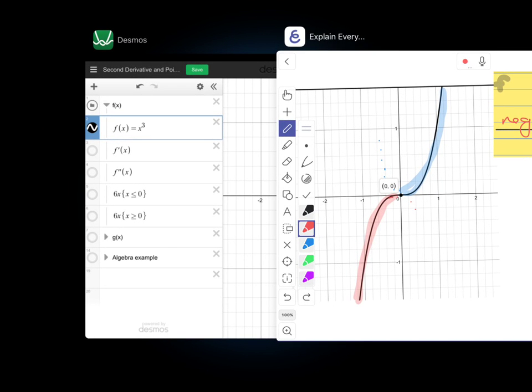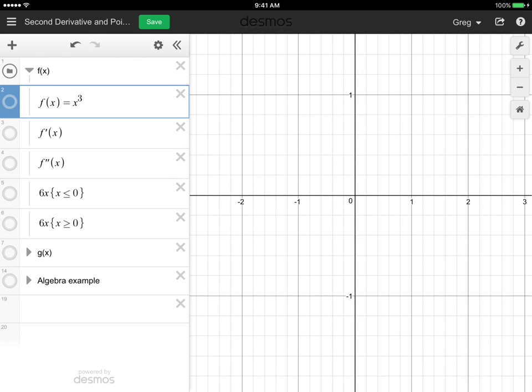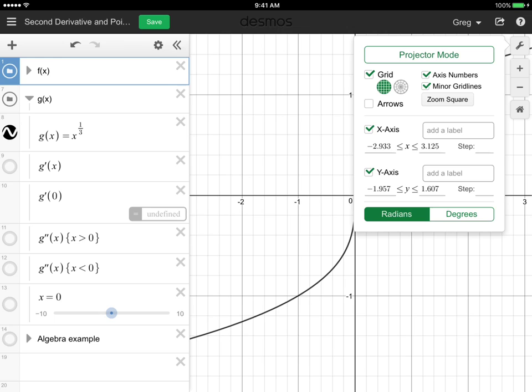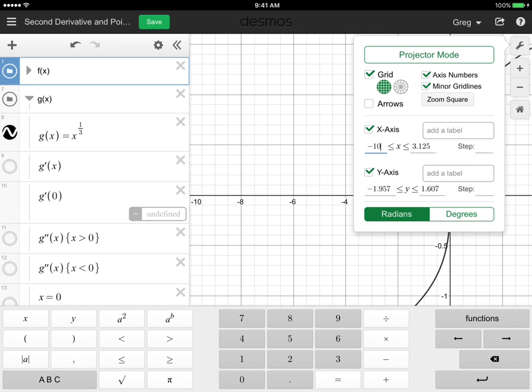Another graphical example, so we can see sometimes when it's undefined. So let's look at the cubed root of x instead of just x cubed. Let me reset my window here just to a nicer starting point.